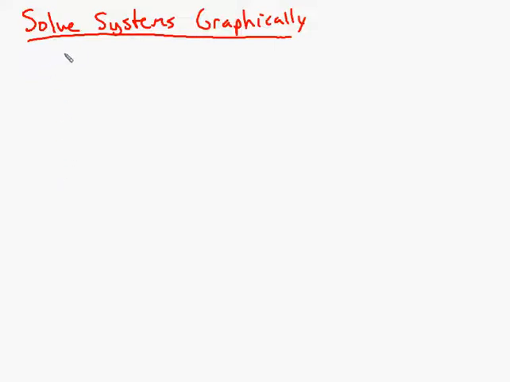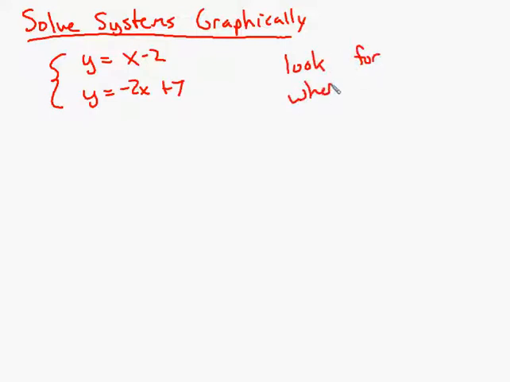So, let's say I have the system y equals x minus 2 and y equals negative 2x plus 7. When I solve a system, what I'm looking for is where the graphs intersect. Okay, that's what I want. And that point is the answer.